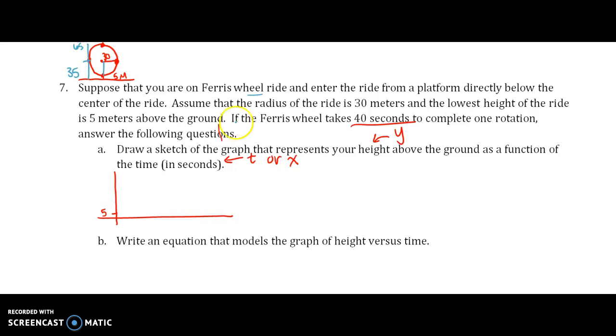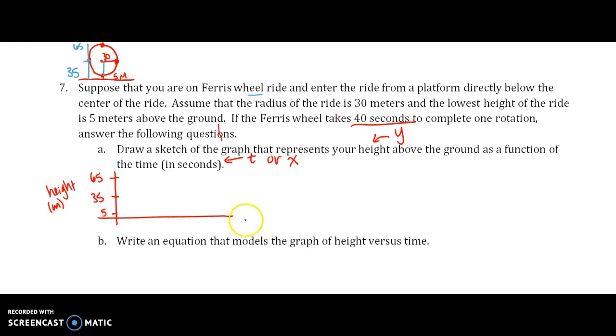Okay, so you have to think of the radius. 2 radii put together is the diameter, so 30 plus 30 is 60. And you have to think, how far is the lowest point from the platform? Okay, so in summary, lowest point is 5, highest point is 65 meters. And then halfway between would be 35.